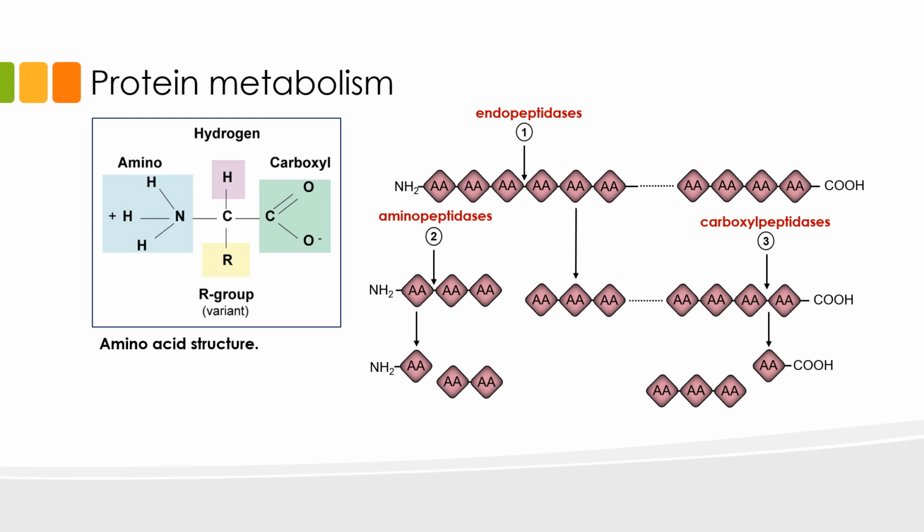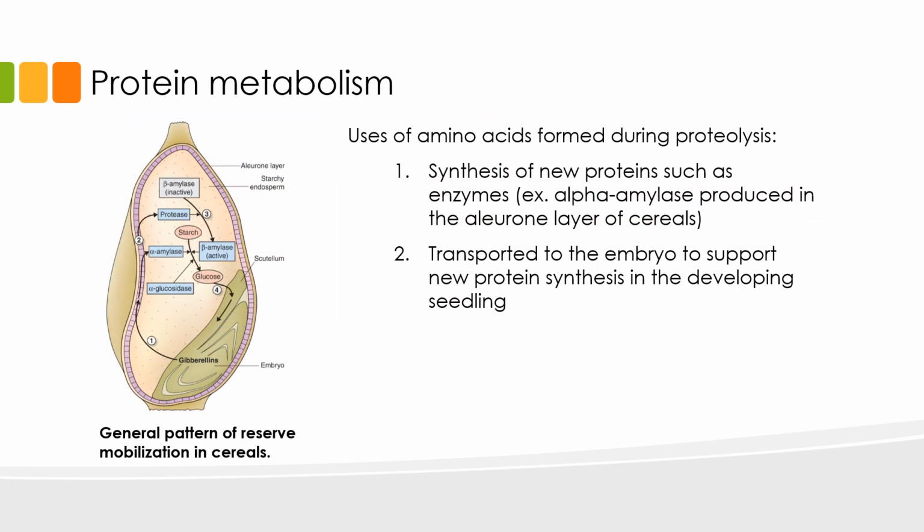Now, the shorter chain amino acids produced by the endopeptidase, aminopeptidase, and carboxyl peptidase digestion will then be further digested into individual amino acids by the peptidase enzyme. What will then happen to the amino acid residues? The amino acids that were produced during protein degradation will be used to synthesize new proteins, including enzymes. For example, it might be used to synthesize alpha amylase, which is an enzyme used to break down carbohydrates. The amino acids may also be transported to the embryo to support protein synthesis in the developing embryo as it emerges from the seed.